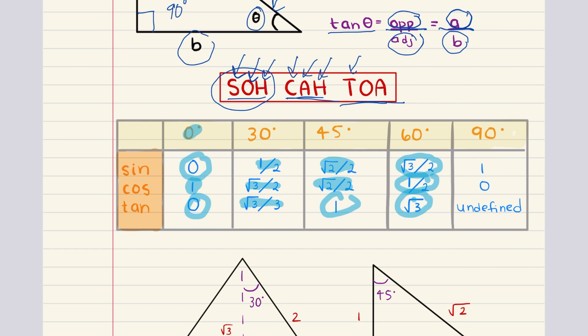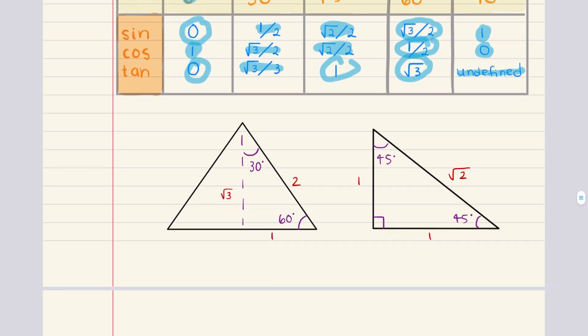At 90 degrees, sine is equal to 1 since the hypotenuse equals the opposite side. Cosine is equal to 0 since the adjacent side is 0. And tangent is undefined because division by 0 is not possible. Now let's discuss the two special right triangles that make these values easy to derive.